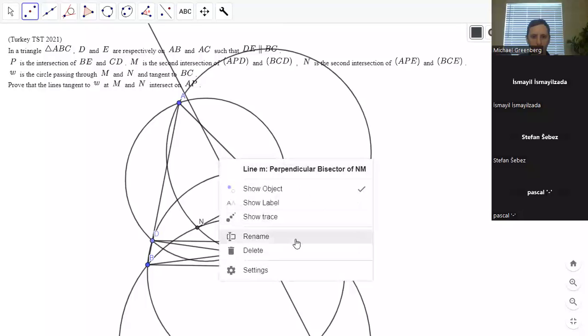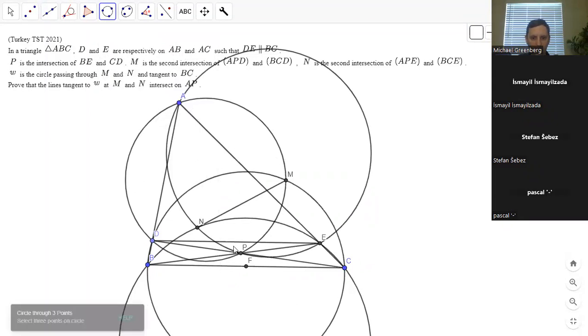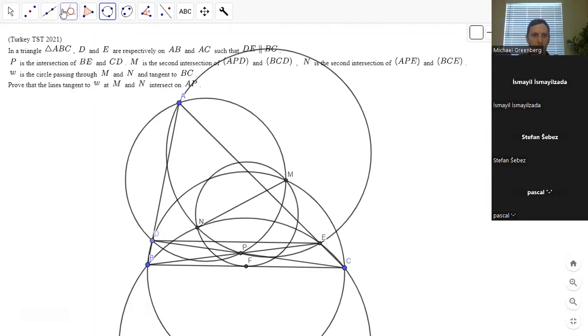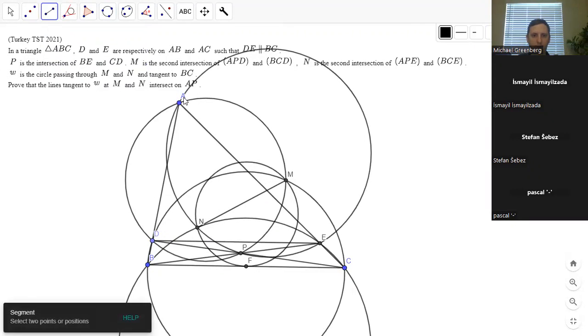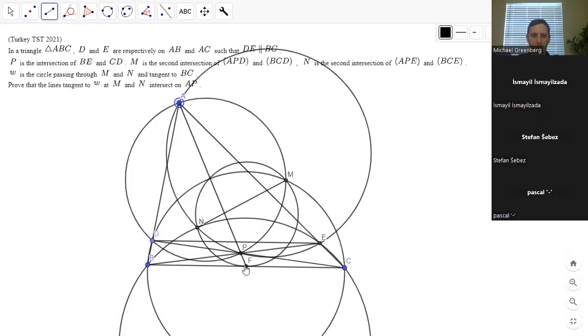Okay. So if we take the midpoint of BC, so obviously AP and F are collinear, then we can try to show that that circle is tangent to BC. Interesting.